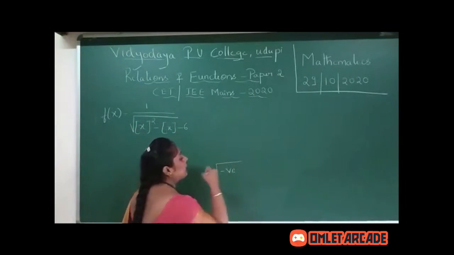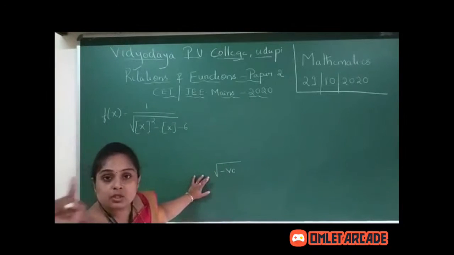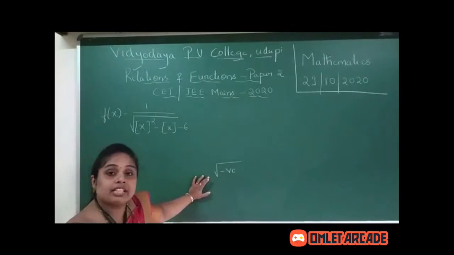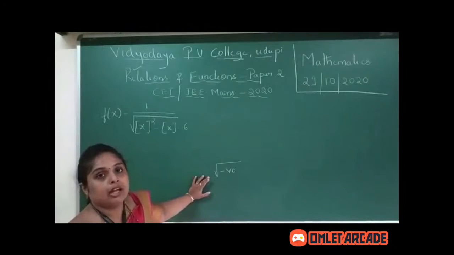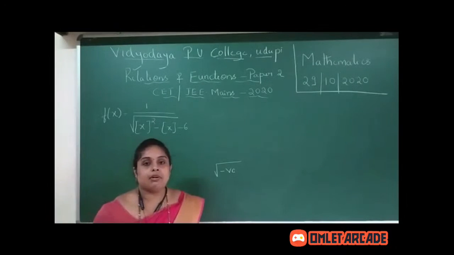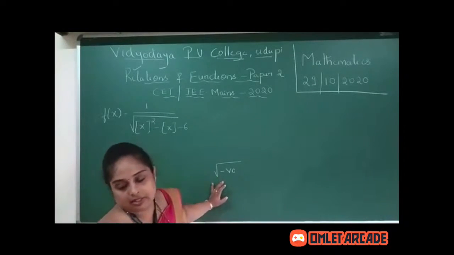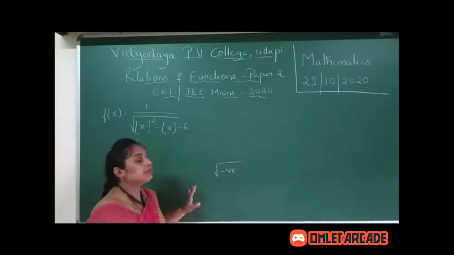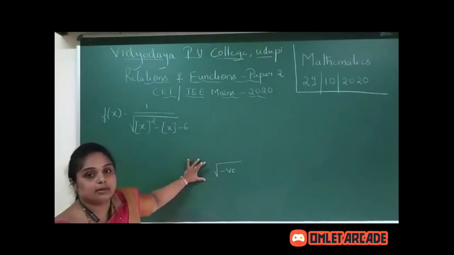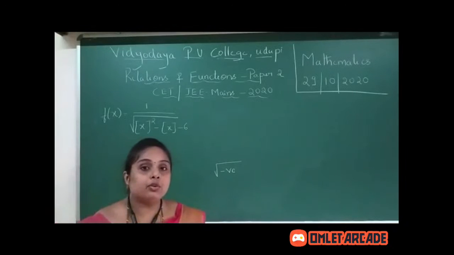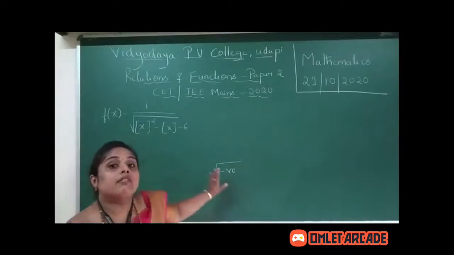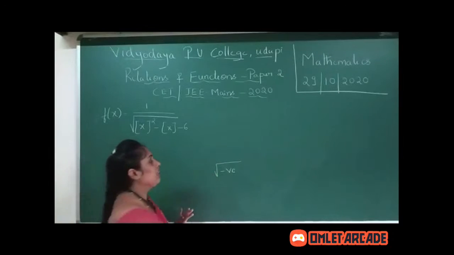Whenever we get a negative value inside the square root, that is also an undetermined form. Actually, it comes under complex numbers, but here it is undetermined. The value is not defined. Whenever I have a negative value inside the square root, once again it is not defined.